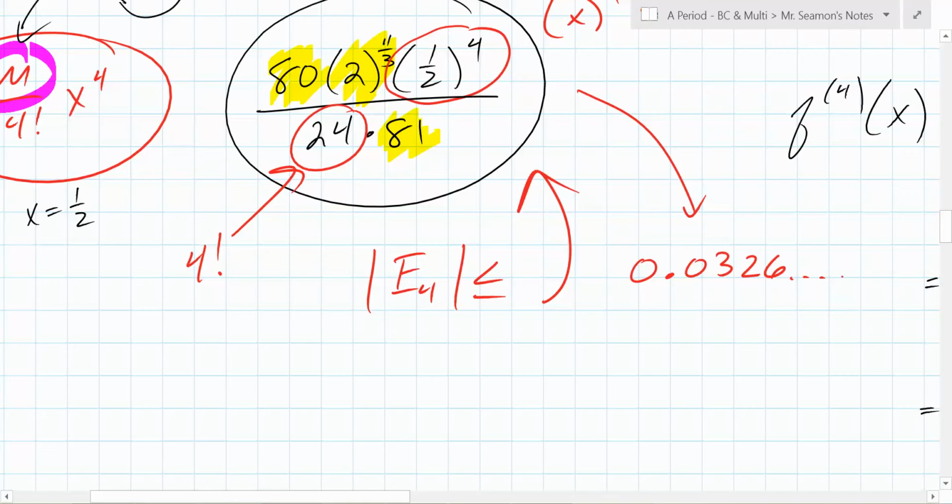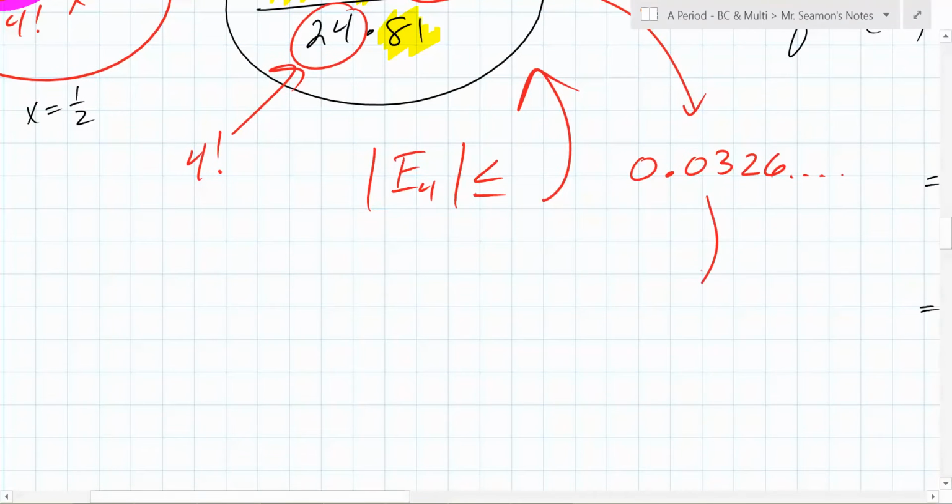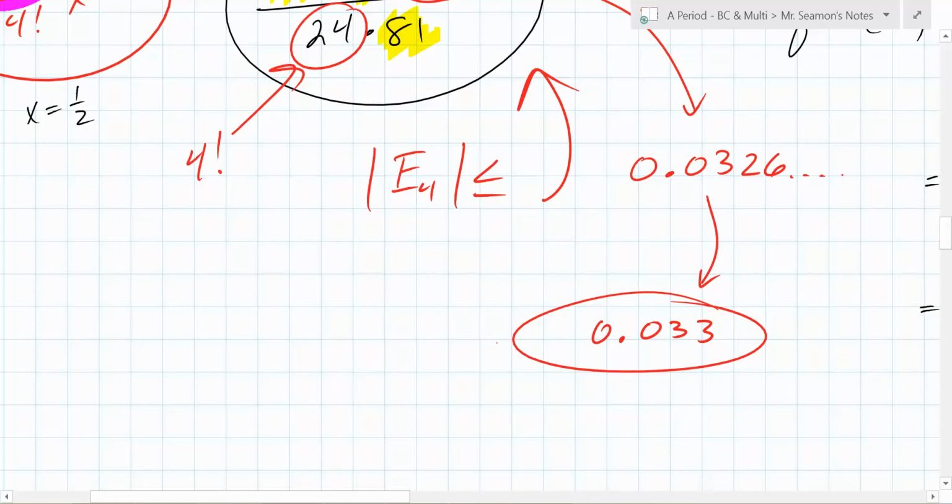So that's correct. It keeps going, right? It's a pretty nasty decimal. What would you write it down as? 0.033. Exactly. That's what they would accept right here. This is what you'd want. So this right here is the estimated error bound that we found.